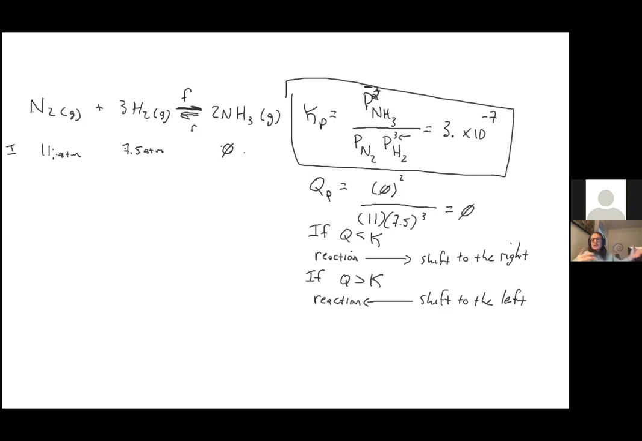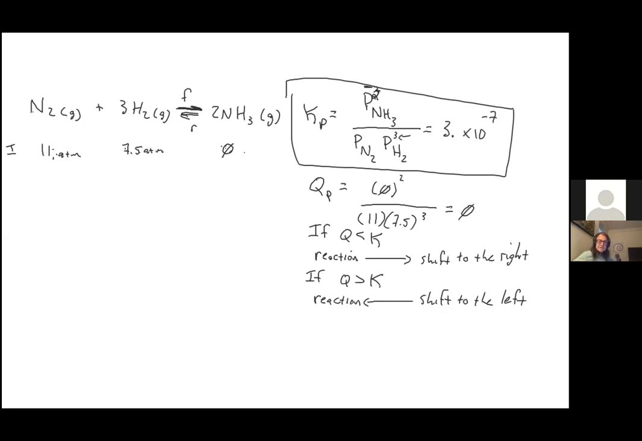So you'll start forming more product, and you really won't be forming any more reactant because there's just too little product to form reactant. You know what I mean? Remember, the rate is proportional to the concentration of the reactant. So if there's no ammonia, ammonia can't really form nitrogen and hydrogen. The reverse reaction can't really happen.